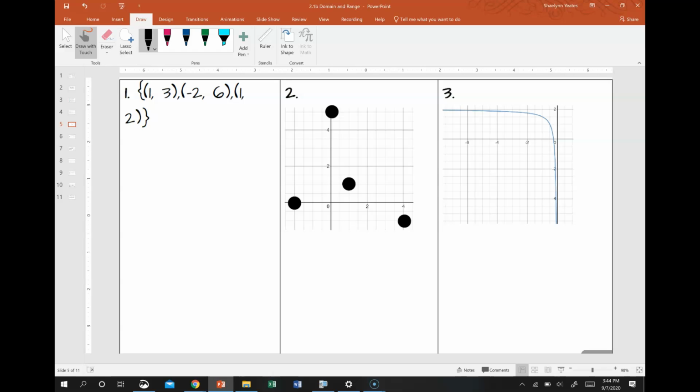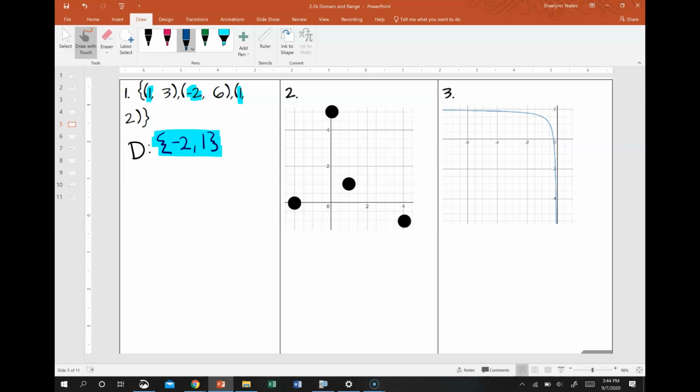So right here, my domain is just going to be my x values. So there's an x value, there's an x value, there's an x value. Now, although the 1 repeats, so it's not a function, I'm just going to put the -2 first because that's the smallest number, and then I put the 1 once. Okay? So there's my domain.